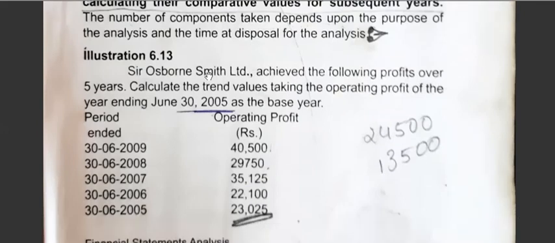Osborne Smith Limited achieved the following profits over the 5 years. Calculate the trend values taking the operating profit of the year ended 30th June 2005 as a base year. So the base year is the oldest year, which is 2005. On that basis we calculate the percentage of the remaining years. Okay, so we'll go for the calculation.